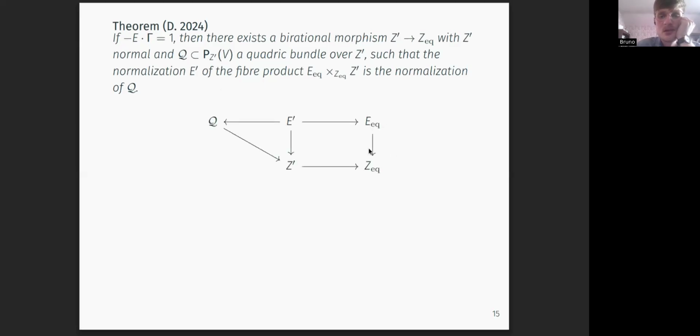So I have my equidimensional locus over ZX. I have taken this birational modification of ZX, and E prime is the normalization of the fiber product of these two. And this normalization is the normalization of a quadric bundle. But a priori, this does not tell us that E prime can be embedded in the projectivized bundle. Usually Q is not normal, so Q and E prime are actually different. There are also cases where E prime and Q are in bijection, so this normalization morphism is a bijection, but not an isomorphism of algebraic varieties. Okay, that's a very fine situation, a very fine discrimination.